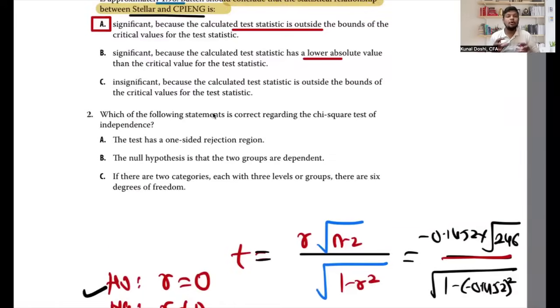Yes. A more detailed analysis of how the test of correlation is done is uploaded on my YouTube video, where I've done the hypothesis test in detail.